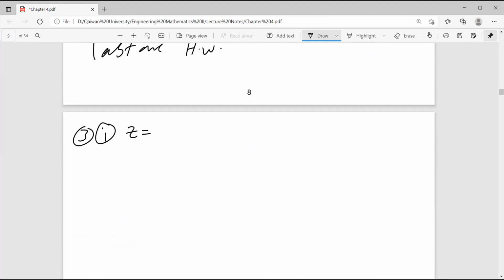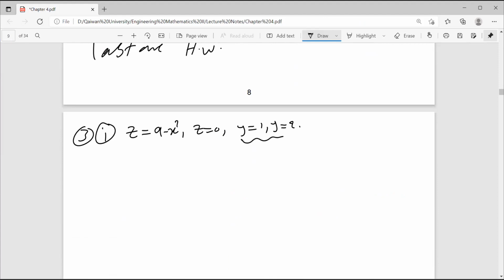Z equals 9 minus x squared, z equals 0, y equals 1, y equals 2. It says find the solid which is bounded by these functions, these planes also.